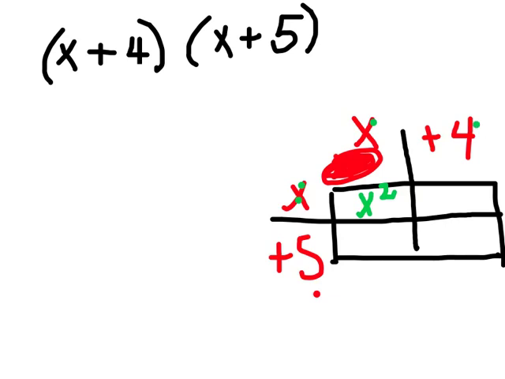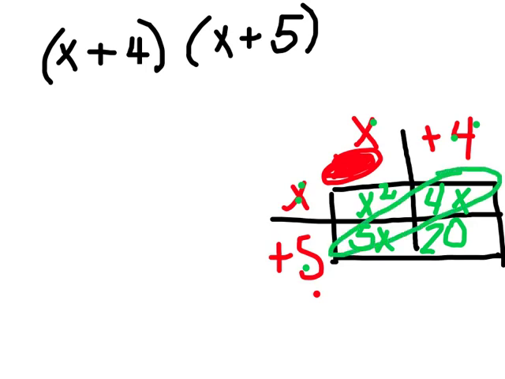X times 4 would give me 4x. That's the top row there. On the bottom row, 5 times x would give me 5x, and 5 times 4 is 20, right? Now, I'm really supposed to add all this stuff together, so these two terms usually end up adding together when you do this. What would 4x and 5x be? You're adding here, and I'll show you why in a minute, okay? 5x and 4x would be 9x altogether, so let me just combine them and put 9x over here so I remember that's what I got.